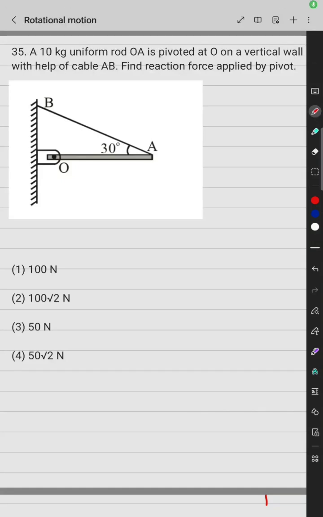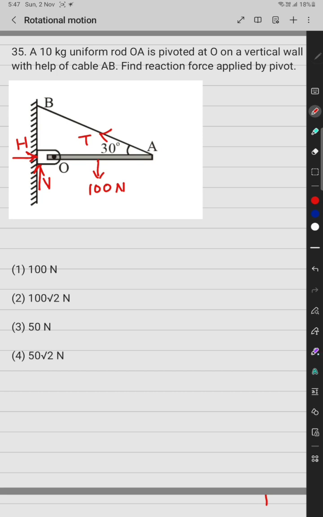In this question, the weight of this rod is 100 Newton. Suppose the tension in the cable is T, that is the vertical component, and suppose H is the horizontal component of the reaction. So the total force acts in the vertical direction as well as in the horizontal direction.